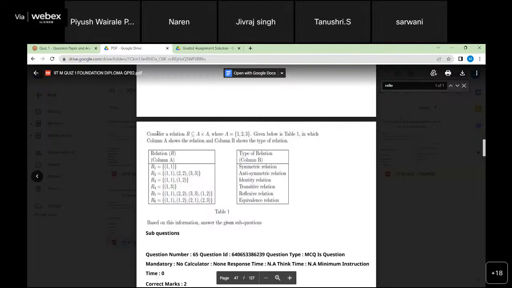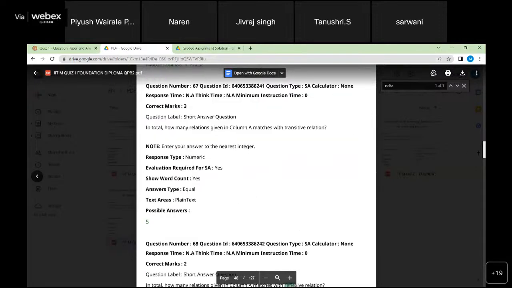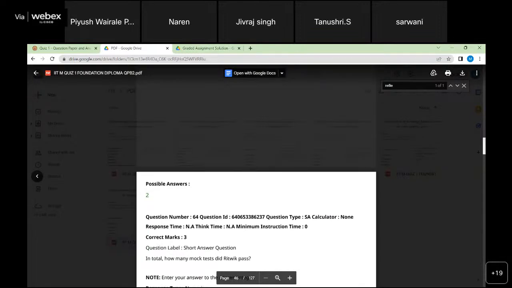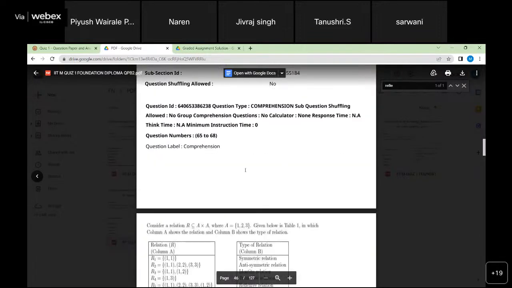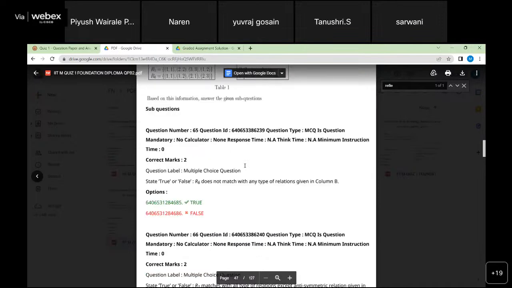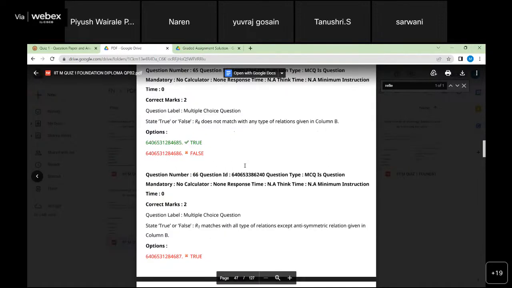Okay, I will go to the slide. What is given in the slide? I will check it once. Okay, definition. Yeah, that is one. Any other doubt in this? R6 does not match with any type of relation given in column B. So when R2 is matching with reflexive.